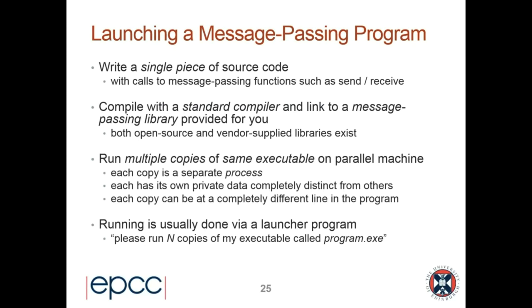You then run multiple copies of the same executable on a parallel machine. So if you have 64 CPU cores, you would run 64 copies of this program. Each copy becomes a separate process. I think the best analogy I have, it's slightly confusing these days with multi-core machines, but I like to think of my analogy of a parallel machine as lots of laptops. And I run process one on this laptop, process two on another laptop, process three on another laptop, and they're connected by some network.